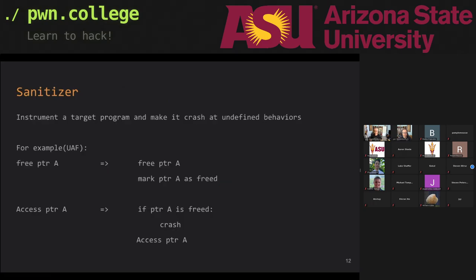And then we need to talk about a very important concept in fuzzing, which is a sanitizer, as talked about by the previous team. They use ASAN. Basically, a sanitizer instruments a target program and makes it crash at undefined behaviors. For example, for a use after free vulnerability, it identifies the vulnerability by instrumenting the free operation and the memory access operation. In the free action, it will mark the pointer as freed when free returns. And before the program tries to access any pointer, it will check whether the pointer being accessed is freed or not. If it is freed, it crashes and generates a nice human readable report. So sanitizers can help identify bugs in a very nice way.